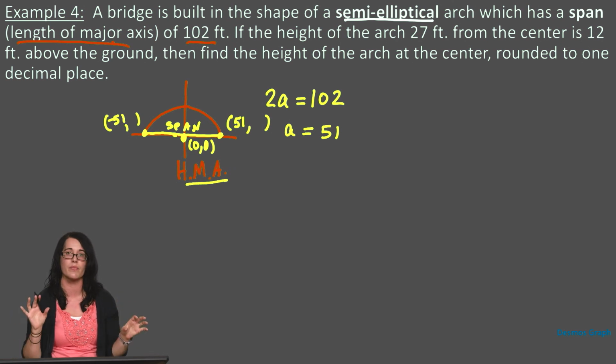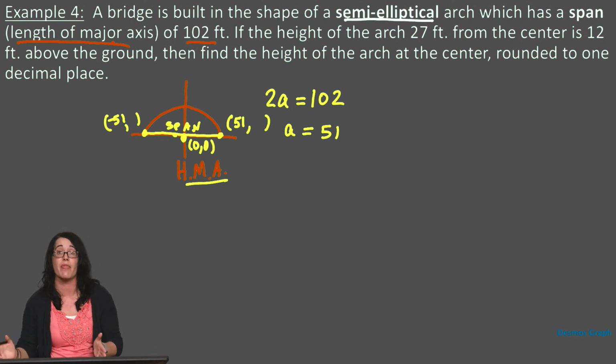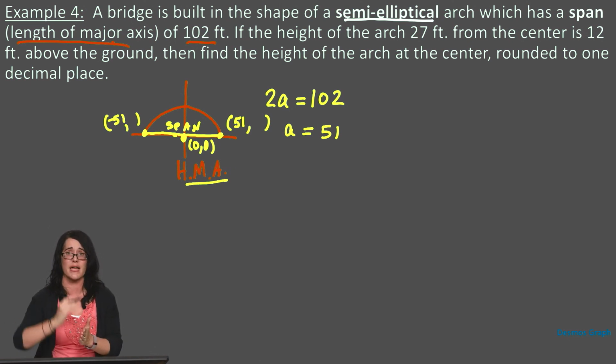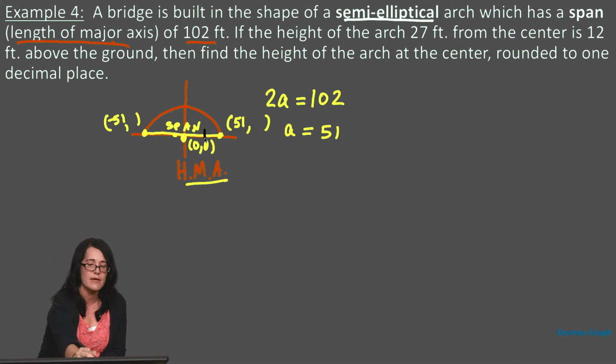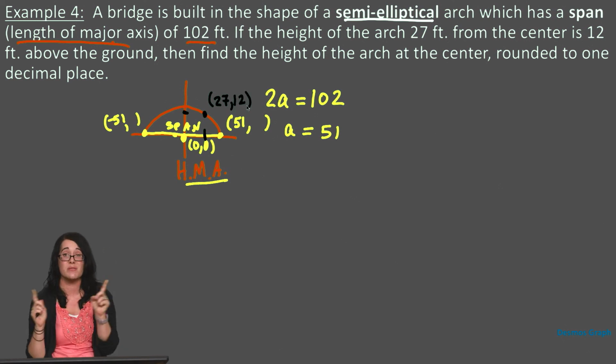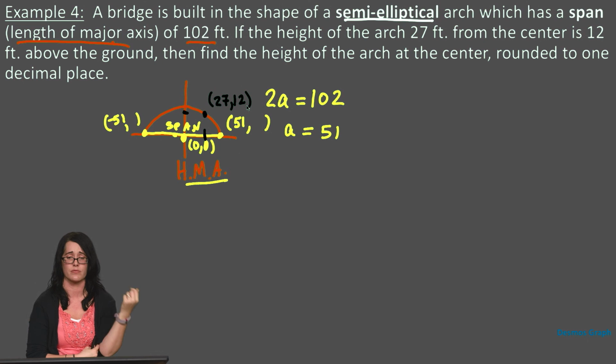Okay, this is the part most students misread, so be really careful here. It's saying 27 feet from the center. Is that horizontal or is that vertical? 27 feet from the center. That would be horizontal, wouldn't it? So if I go out 27 feet, I should have a y value there of 12 feet above the ground. So this location is 12 feet above the ground, 27 feet from the center. In other words, they just gave me a point. When x is 27, y is 12. Most students mix those two up if they're not paying close attention, okay?